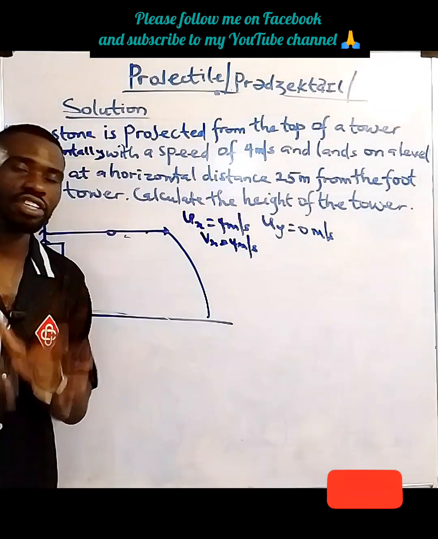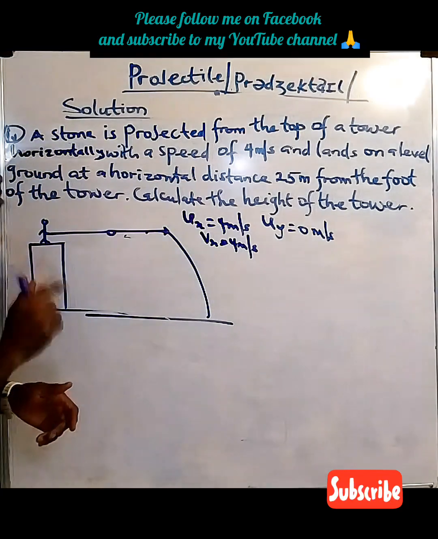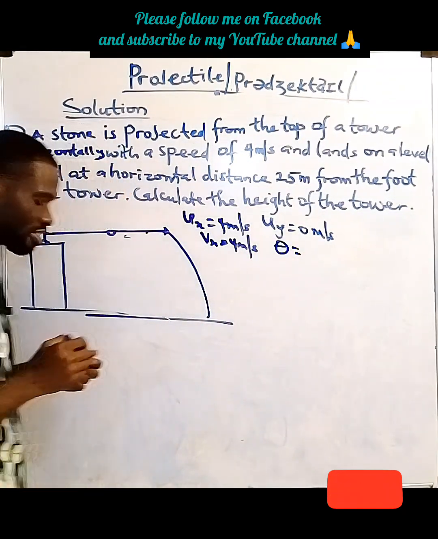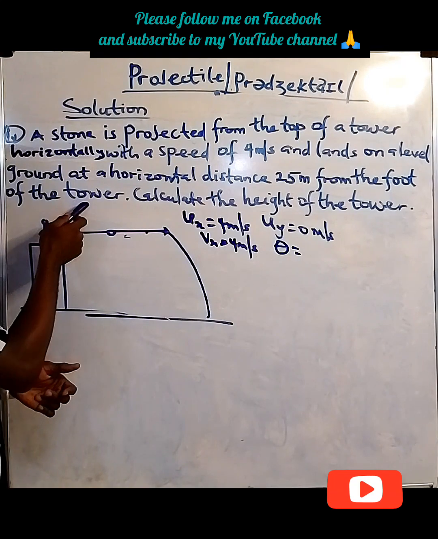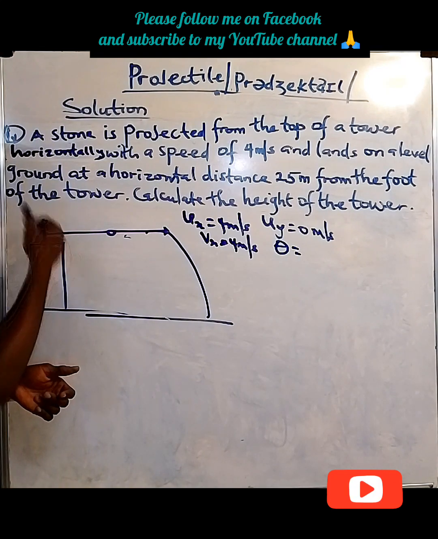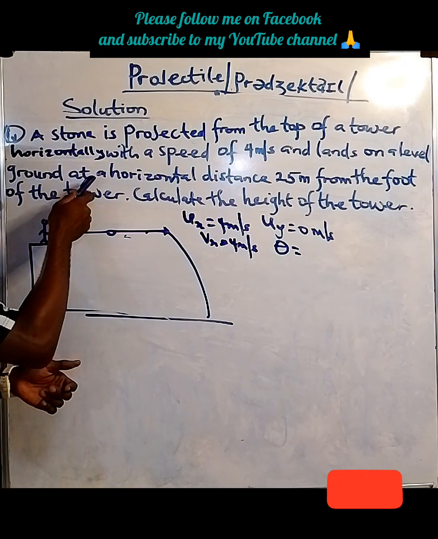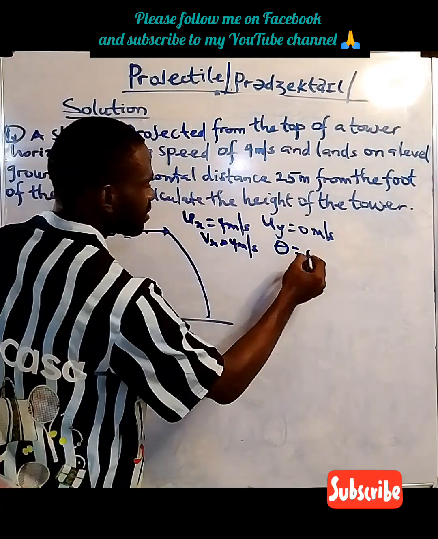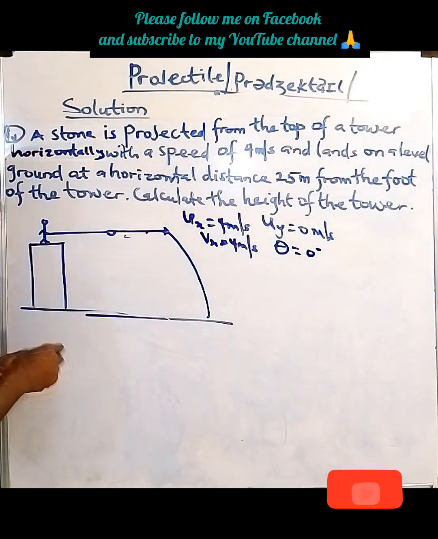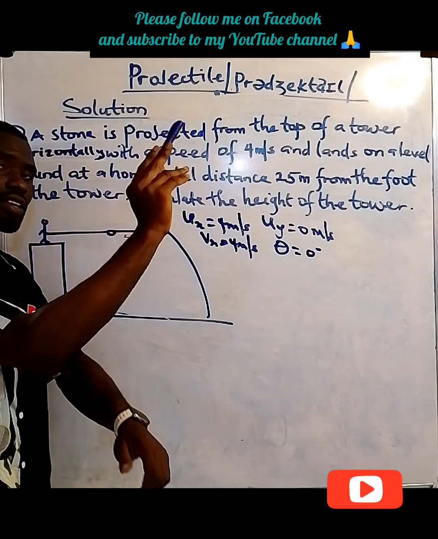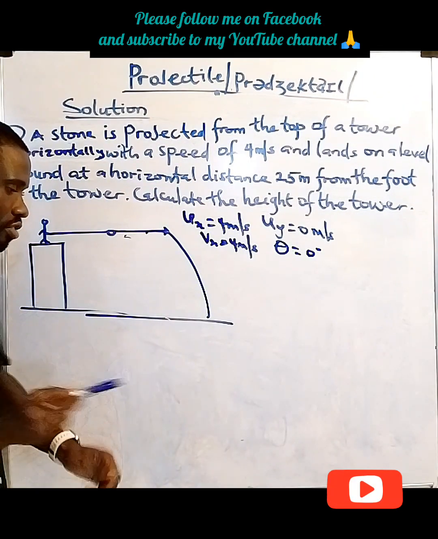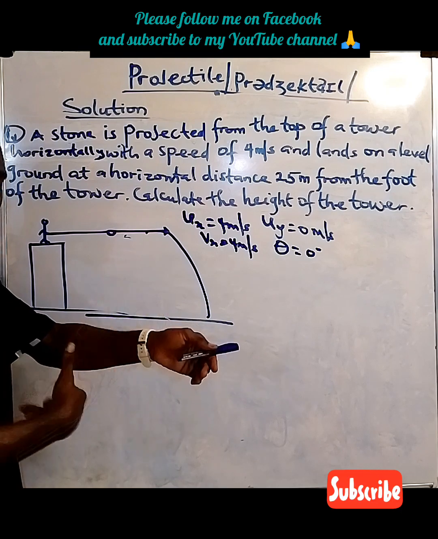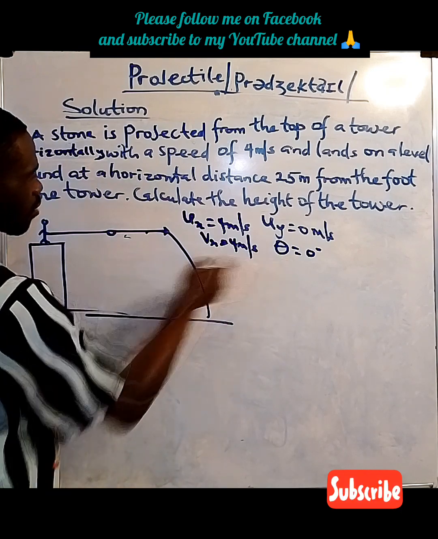We can use our trajectory formula, but there's something I want us to take note of: the angle of projection. Since this body was not fired at any given angle to the horizontal or vertical, either up there or down like this, it means the angle of projection is 0 degrees. That's what it means, so just note that. The body was not thrown like this, it wasn't thrown like this, it was just thrown straight. So the angle of projection is 0.